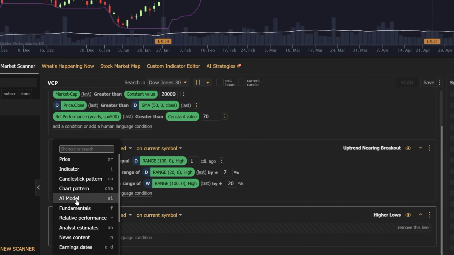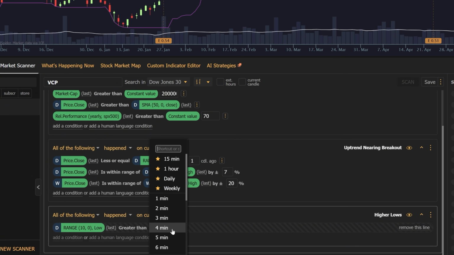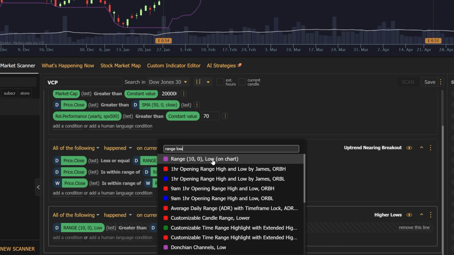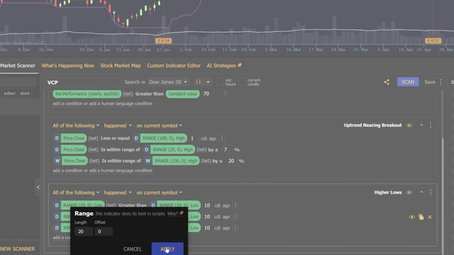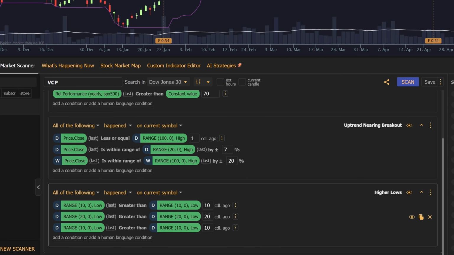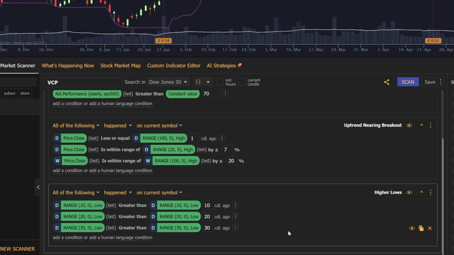So I'll just add a condition where the current 10-day range low is greater than it was 10 candles ago. This condition is simply saying the stock has put in a higher low in the last 10 days. Now we can just duplicate this condition twice and make the same thing for 20 and 30-day lows.